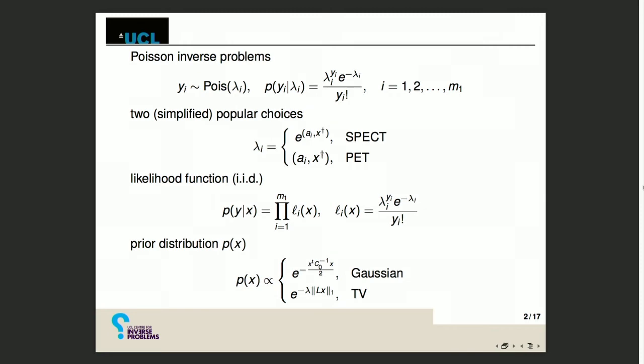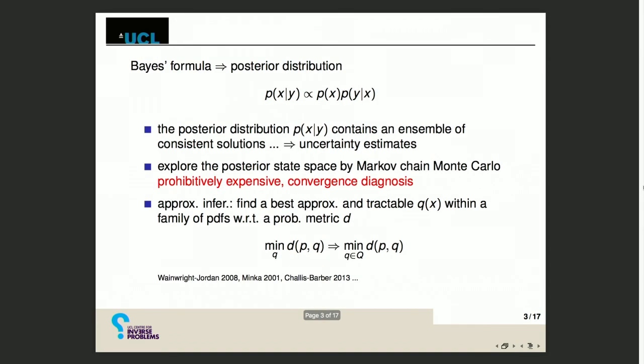Once we have this likelihood function and the prior distribution, we can form the corresponding posterior distribution. As we have seen earlier, the posterior is just proportional to the product of these two. The usual way to proceed is that now we have the posterior distribution, and we consider a point estimate from it. The most popular one is the maximum a posteriori estimate, and that's something we have seen a lot earlier this morning.